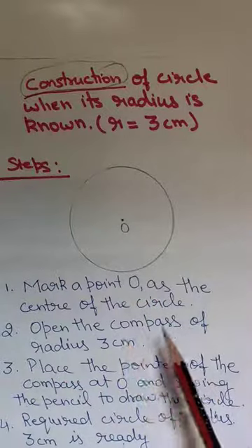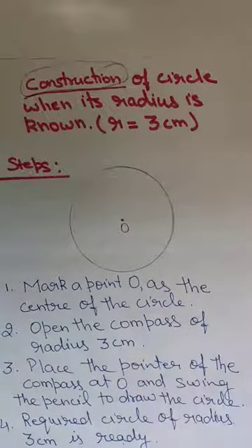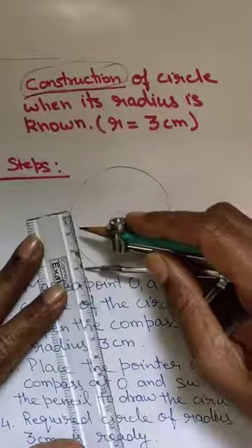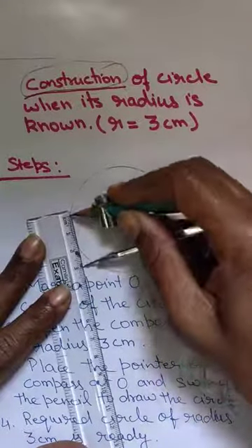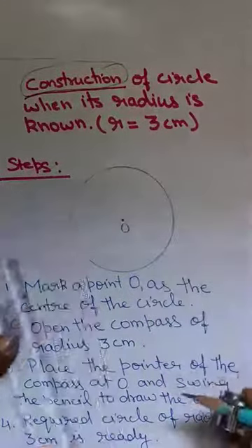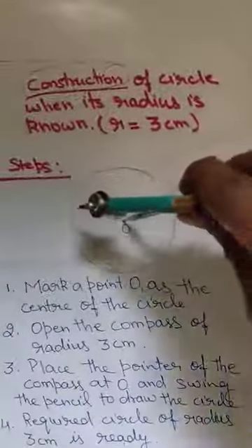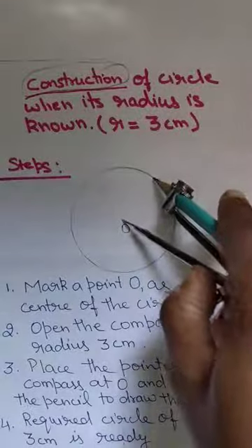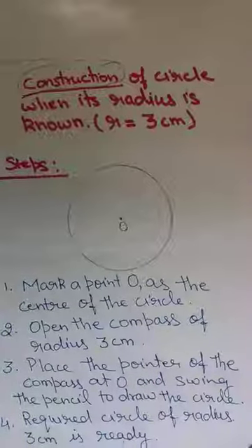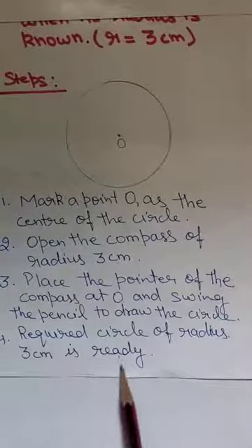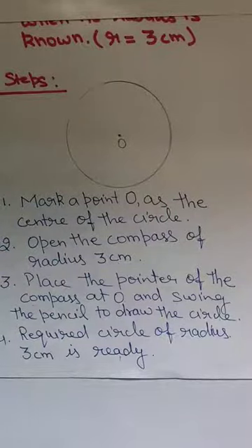Now open the compass to a radius of 3 centimeter. Be ready with your scale and compass. Open your compass to a radius of 3 centimeter. Place the pointer of the compass at O and swing your compass slowly to draw the circle. The required circle of radius 3 centimeter is ready. In this way, we can draw the circle when the radius is known to us.